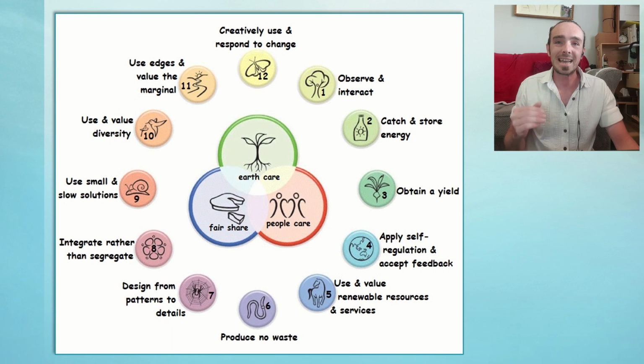Number 3 is obtain a yield. So we can't work on an empty stomach. We need to get useful rewards for our work. That's not selfish, but if we design it into the system, it can be productive. It can be something that helps to reinforce our system. Our system is not happy if we fall over because we're hungry.